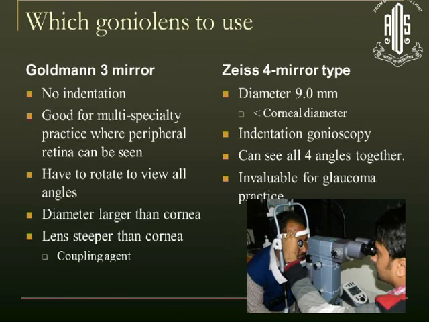So which goniolens to use? There's not much to choose as long as you use one. The advantage of a 3 mirror is that it will be good for a multi-speciality practice where you can see the peripheral retina through some mirrors. The disadvantage is you'd have to rotate it to look at all 4 angles. But if you're doing primarily glaucoma practice, then as I said, the Zeiss 4 mirror type is very, very useful because the diameter permits indentation gonioscopy.